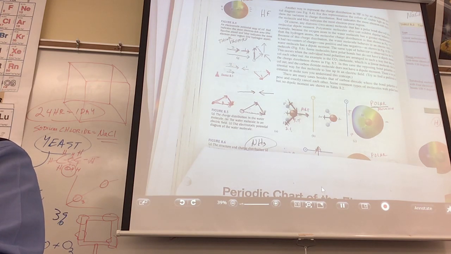So, can we use the graph? Oh, yeah. Here. So, carbon is 2.5.